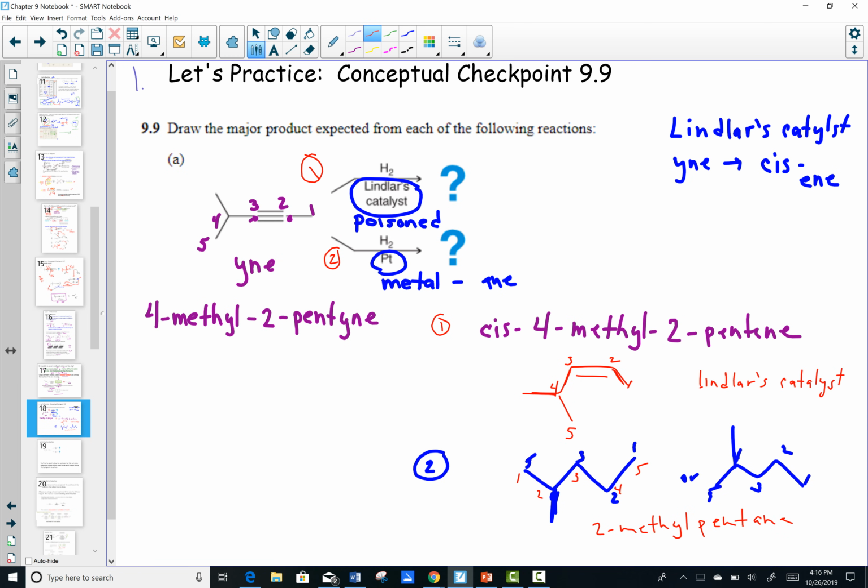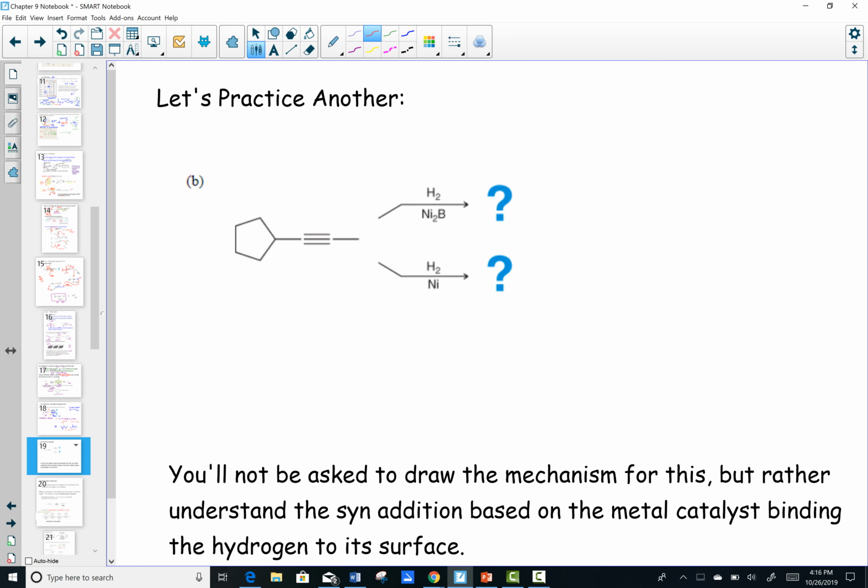Good. Let's take a peek at another. This is the letter B of the same equation. So here I'm noticing the commonality is that we have hydrogen on top of the arrow. In the first series, we have nickel boride, Ni2B. We have to recognize that as a poisoned catalyst.